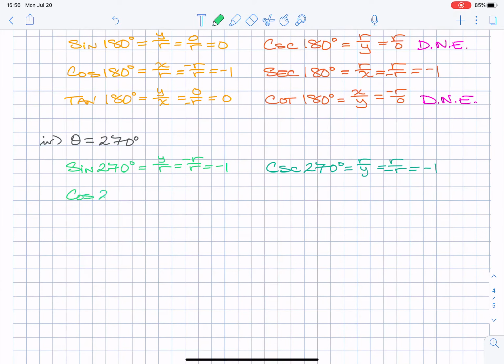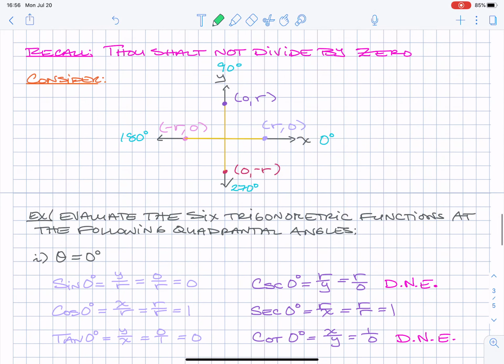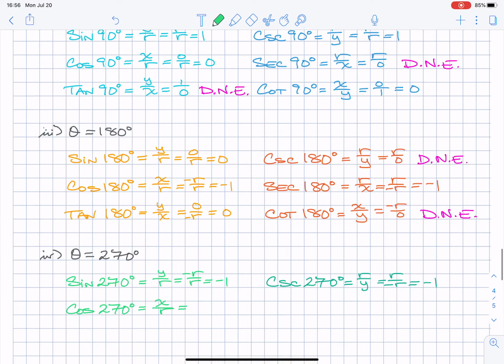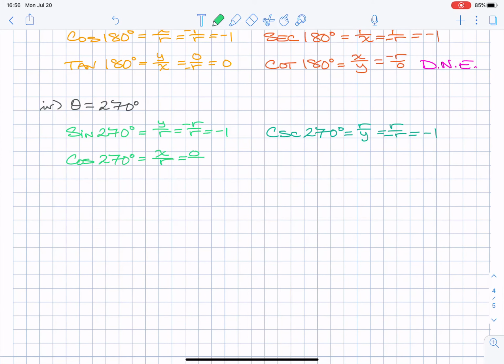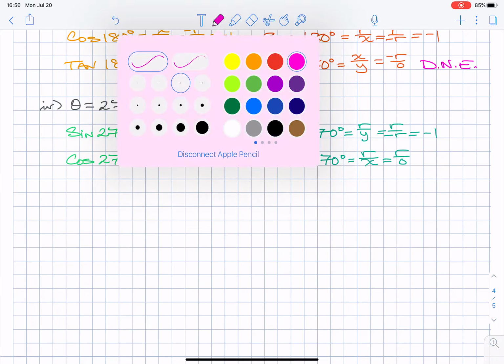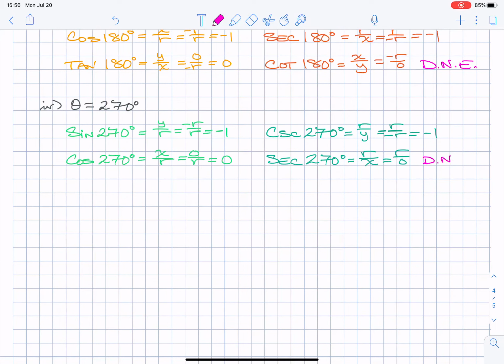Cosine of 270 degrees is x over r. Okay, so 270 degrees has an x-coordinate of 0. So that's going to be 0 over r, which is just 0. However, when I take the reciprocal, S's and C's go together. So this is now secant of 270 degrees. That's going to be r over x, which is r over 0, and thou shalt not divide by 0. So this does not exist.